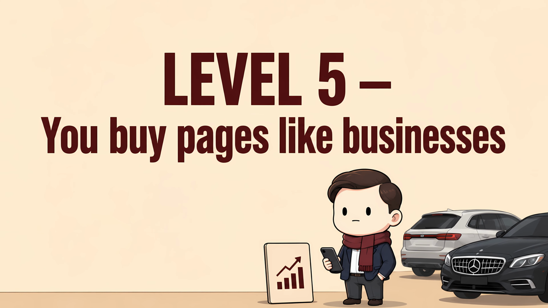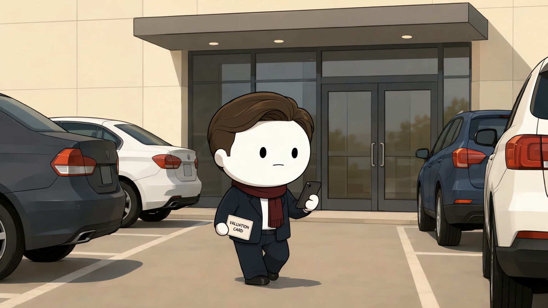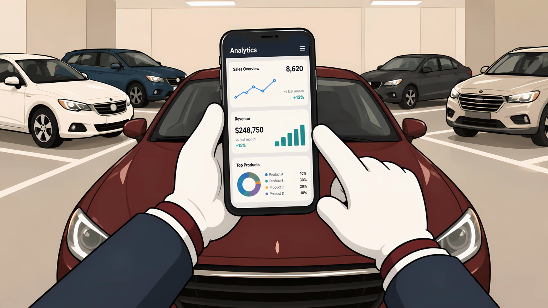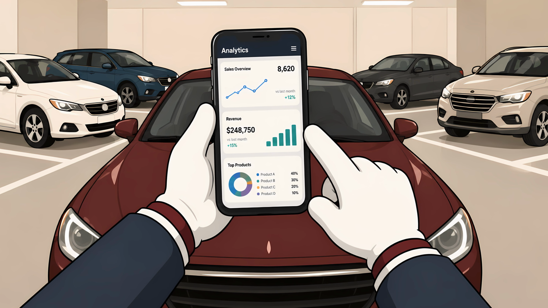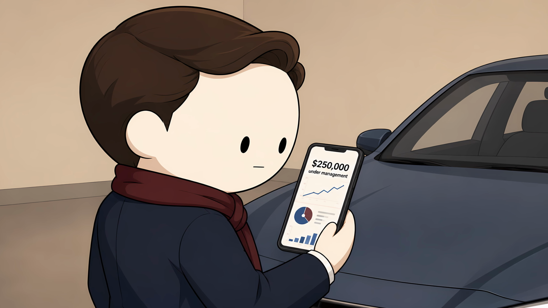Level 5. You buy pages like businesses. You arrive in the studio parking lot. At the studio parking lot, you open the phone with Demo Analytics. You read $250,000 under management on the phone with Demo Analytics.